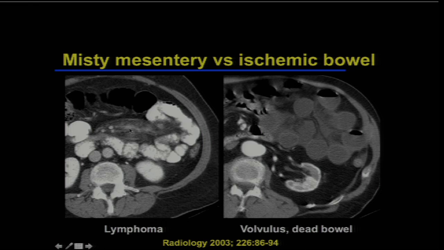So we will look at the mesentery, we'll look then at the bowel and other organs, but a fat stranding of the mesentery in and of itself is not something that we worry too much about in terms of ischemic disease of the bowel.